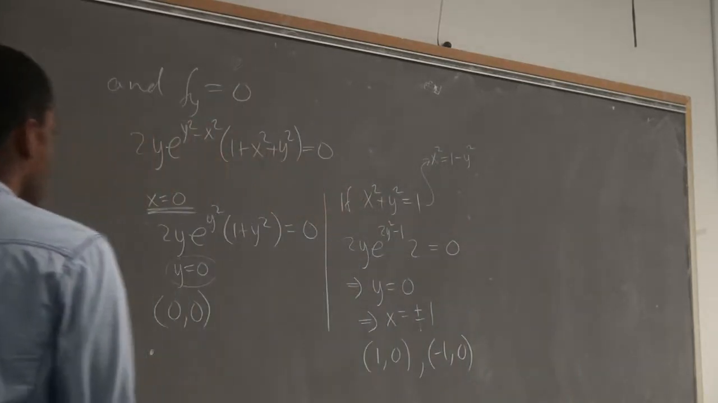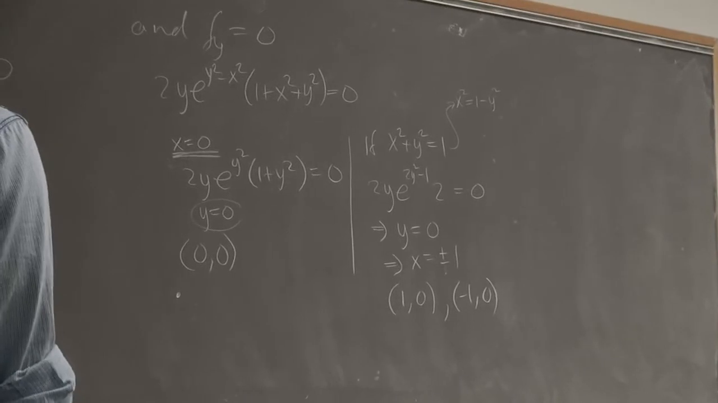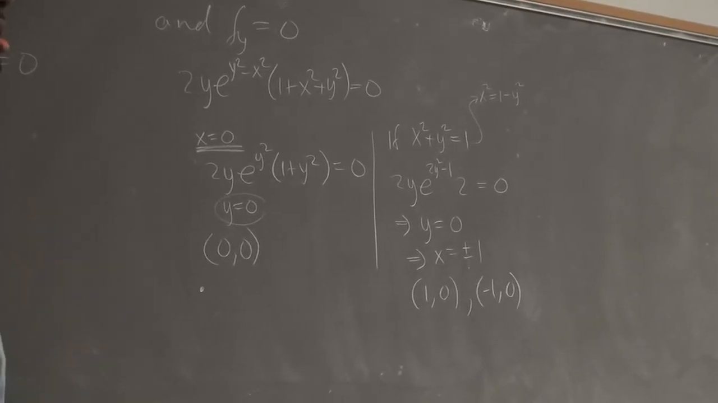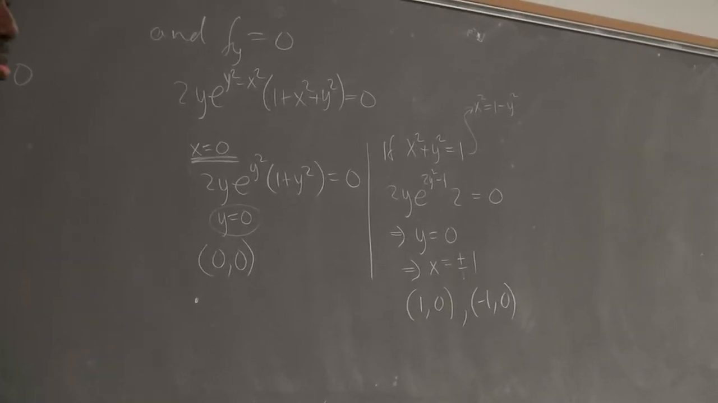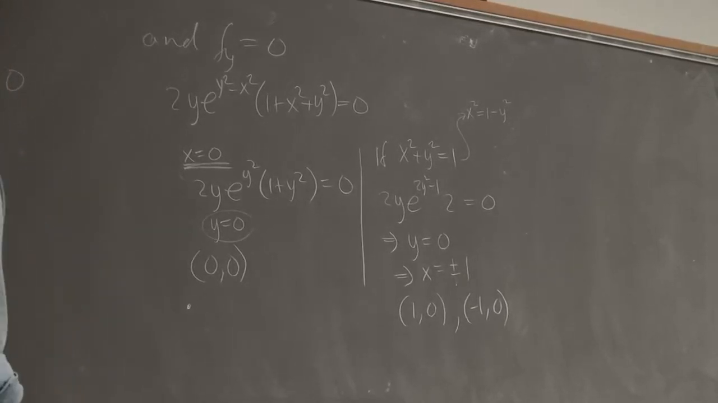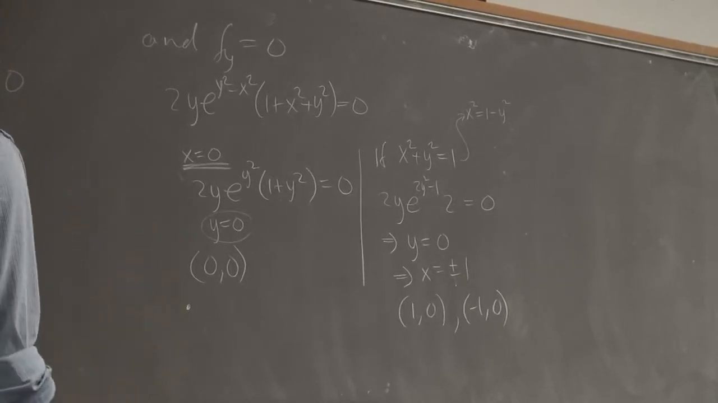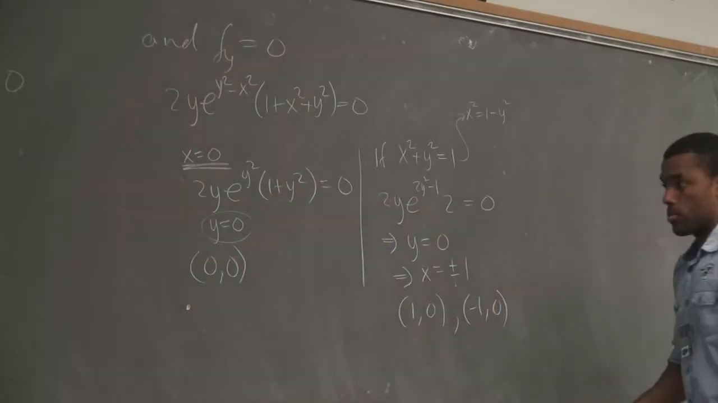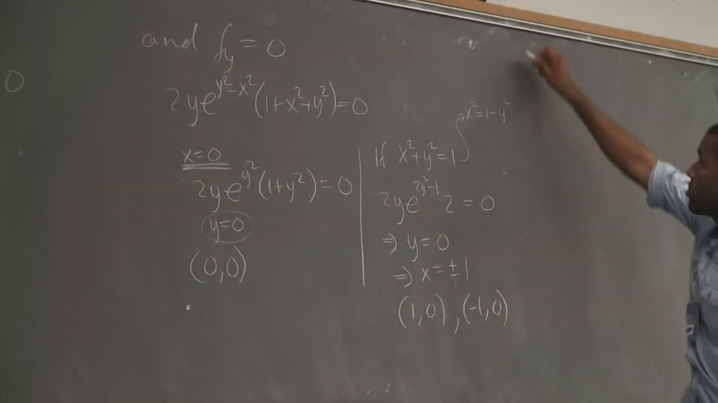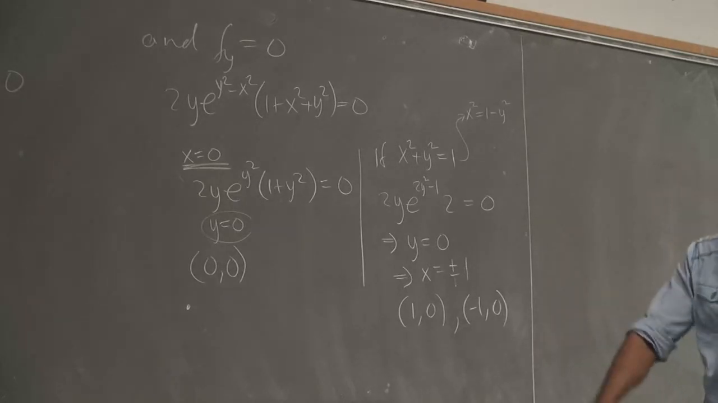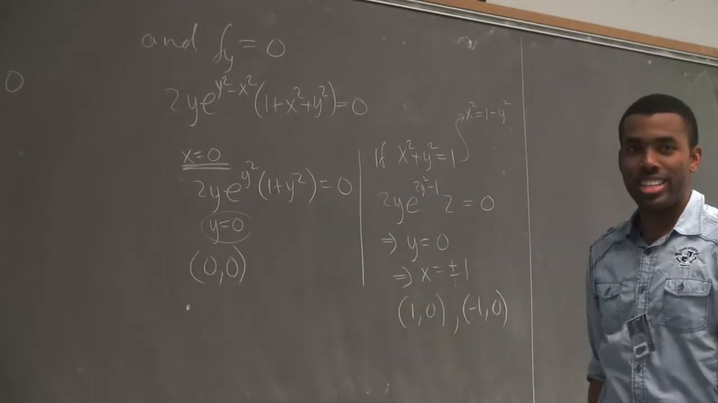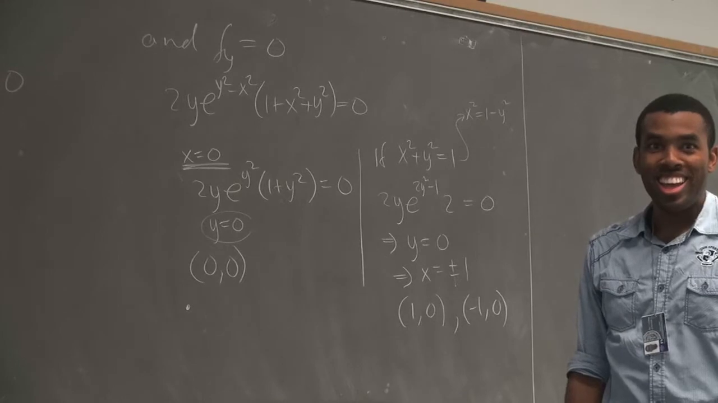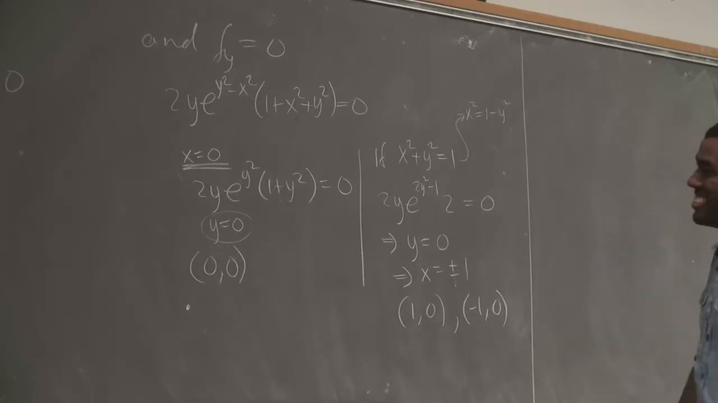Were those the three? Are those all of them? We're not done, we'll have to classify them. I got (0, 0), plus or minus (1, 0). Oh, so a question: if you said you never got that right, how did you get these three? I thought I didn't get that right. Apparently I must have.